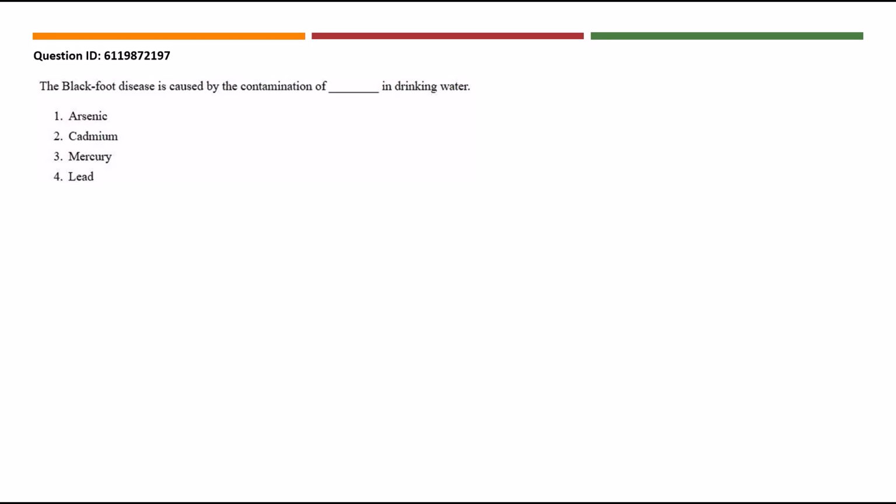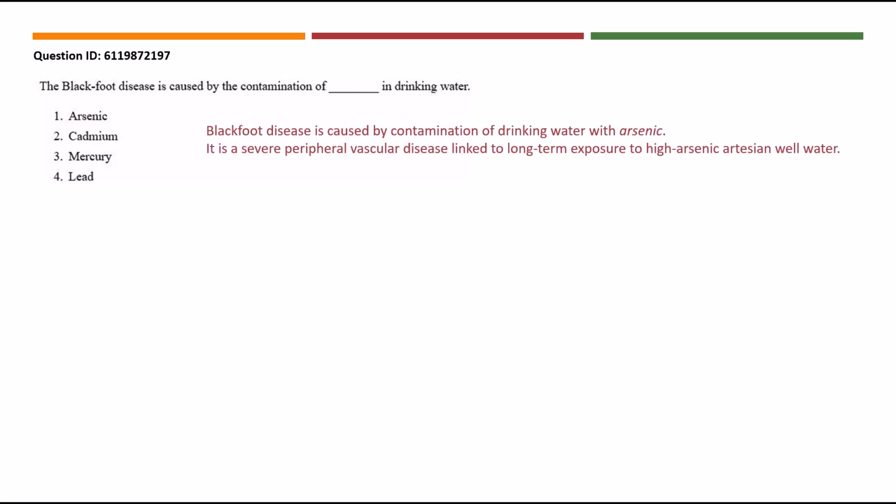Next question, the black foot disease is caused by the contamination of which chemical in drinking water? Black foot disease is caused by contamination of drinking water with arsenic. So we are going with option number 1 as the right answer. It is a severe peripheral vascular disease linked to long-term exposure to high arsenic artesian well water.